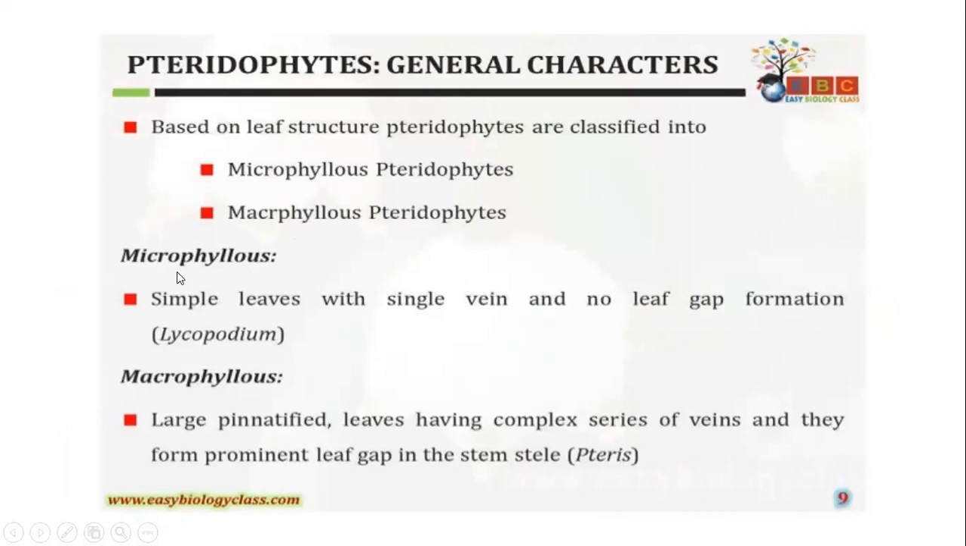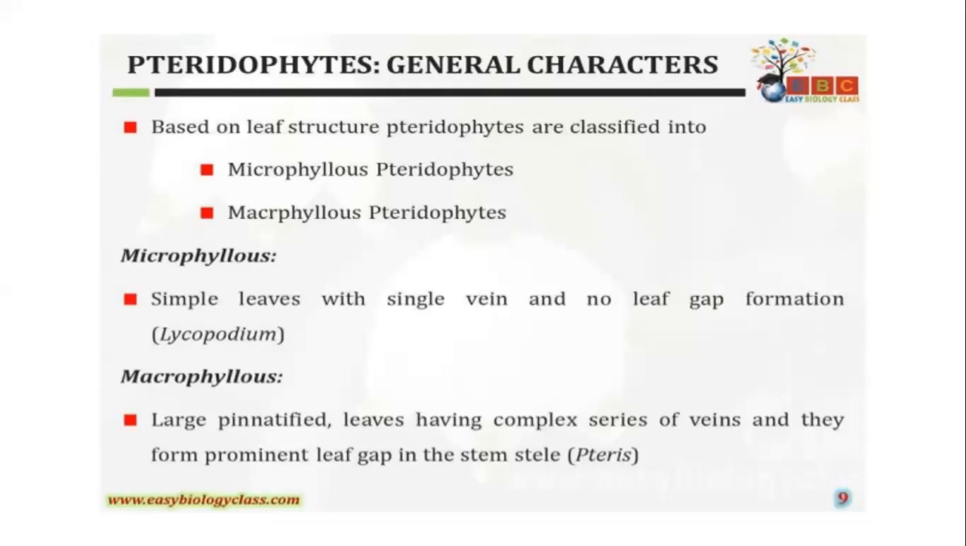Microphyllous pteridophytes. Next, another group of pteridophytes based on the leaf structure is macrophyllous. Macro means large, the size of the leaf will be very large and it is complex, or we can say a compound leaf. Large pinnatified complex leaves with a complex series of veins, forming a prominent leaf gap in the stem. For example, in the genus Pteris the leaves are very large, and those leaves are pinnately compound and have complex veins.